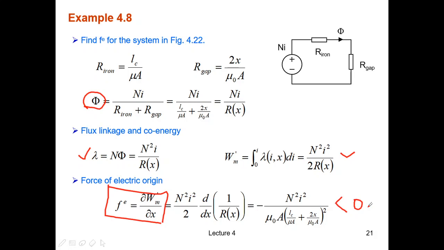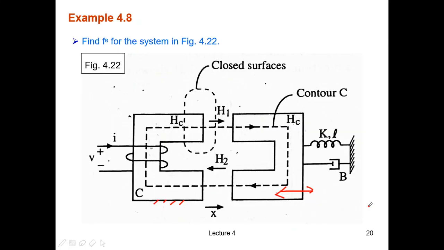What does that mean? Go back here. We see that this is the positive direction of x. X is the distance from this non-moving part, the fixed part, to the moving part here. It's basically that. And when you have a negative force, it means the real direction of the force on this component will be like this. It's in the opposite direction of this direction.